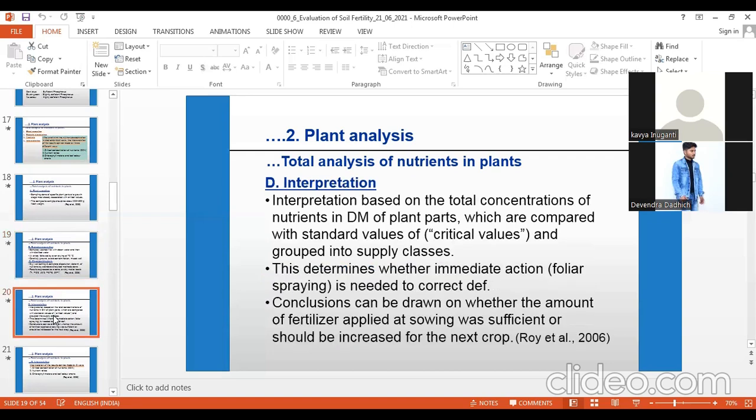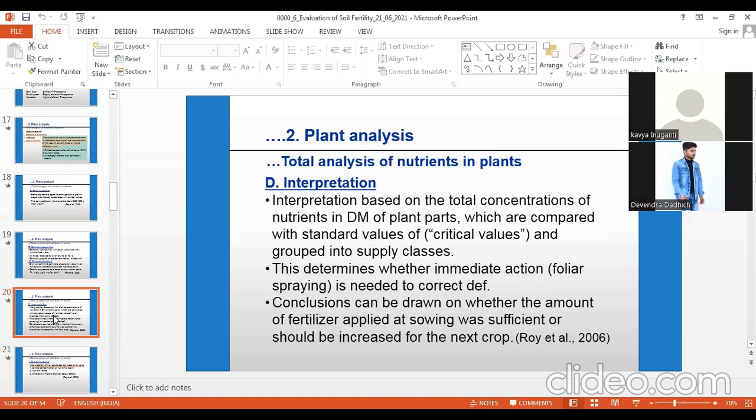Next, now you have done the chemical analysis, you should go for interpretation, means what is the meaning of all this. So interpretation is based on the total concentration of nutrients in dry matter of plants, which are compared with standard values. The values are already covered by previous research workers, and we need to compare with that critical value and group into supply classes. Supply classes means whether it is deficient, sufficient, or in excess. This determines whether immediate action is needed to correct the deficiency.